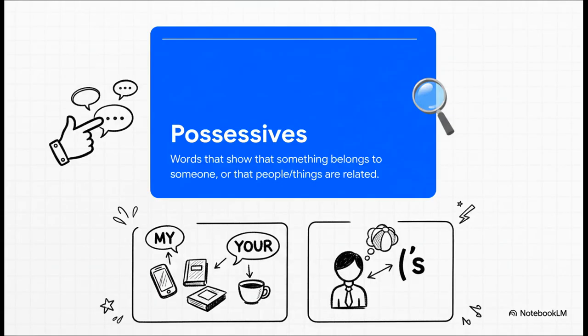So, the official word for this is possessives, but don't let that fancy grammar term scare you off. All it means is these are words that show who owns something, or how people are connected, like a mother and her son. Simple as that.